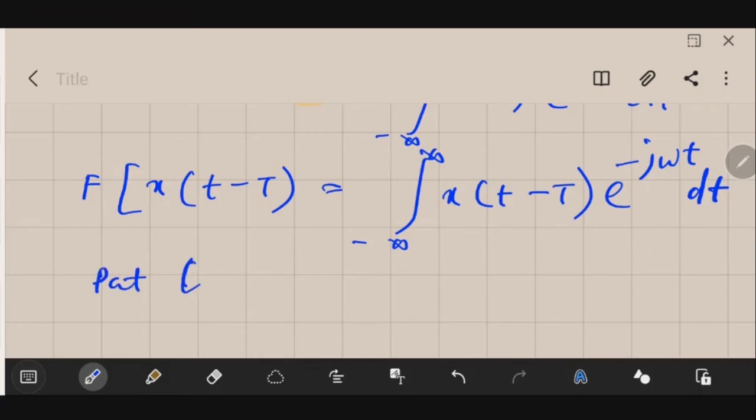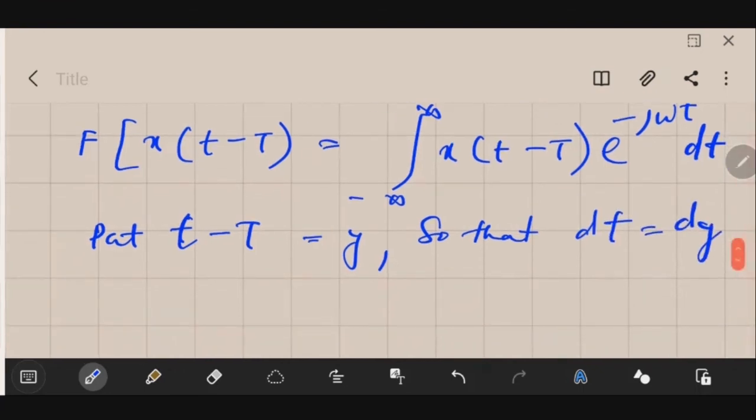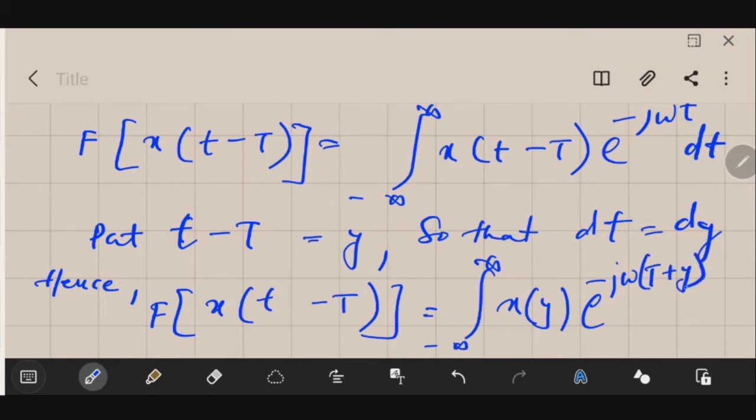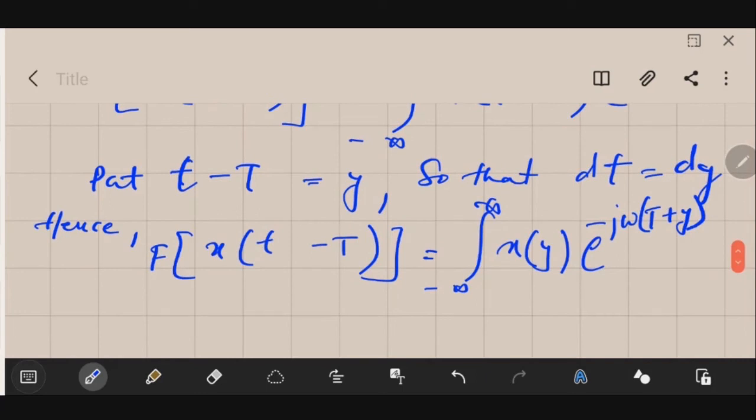So let us take small t minus capital T equal to y. That means dt will be equal to dy. Let us replace it and try to find it out. Hence the Fourier transform of x of small t minus capital T is equal to the integral from minus infinity to infinity of x of y, since we have just substituted small t minus capital T, e to the power minus j omega (capital T plus y) dy.